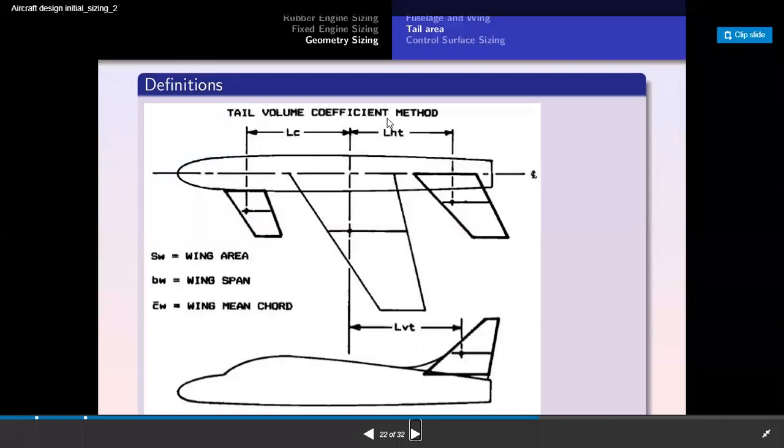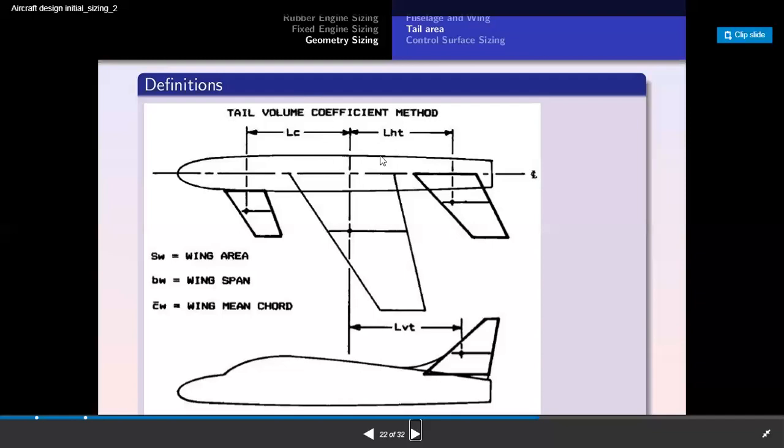And we have the horizontal tail, and we have control surfaces. CW is the wing mean chord, BW is the wingspan, and SW is the wing area. This is for the vertical tail: the length of the vertical tail from the center line of the fuselage. You can check here, this is the center line of the fuselage, and we are checking the length of the vertical tail from the center line, and also for the horizontal tail. This is called the tail volume coefficient method, which is very important.